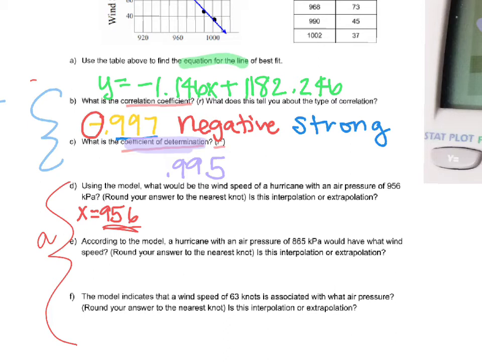So that's y equals negative 1.146. I'm going to write that in green so you know where it came from. So y equals negative 1.146 times x, which would be 956, plus 1182.246. And that's something that you just put in the calculator. You literally just type all that in because you don't have to do any work to figure that out.